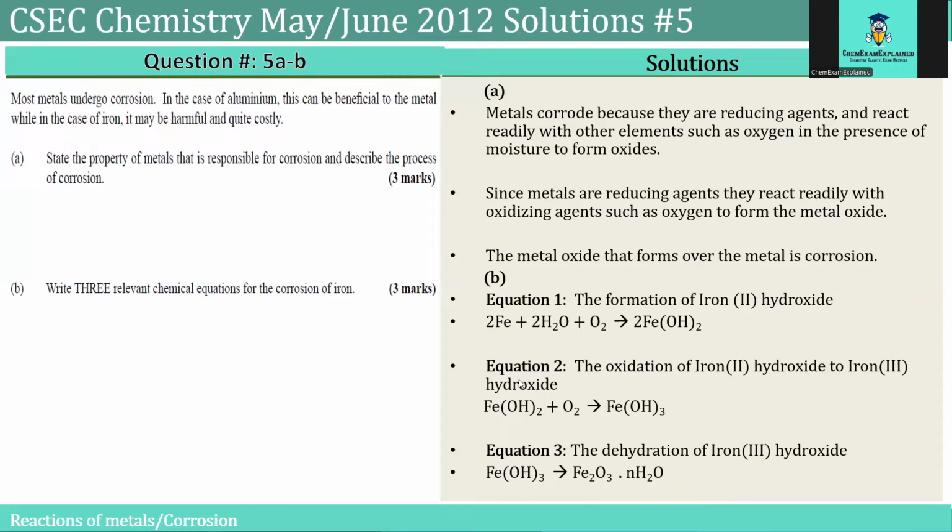Iron 2 hydroxide will then be oxidized to form iron 3 hydroxide. So iron 2 hydroxide will be oxidized in oxygen to form iron 3 hydroxide. The iron 3 hydroxide will then be dehydrated to form hydrated iron 3 oxide.